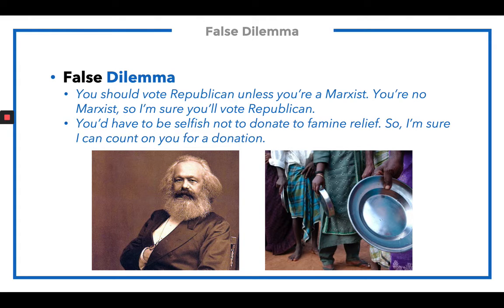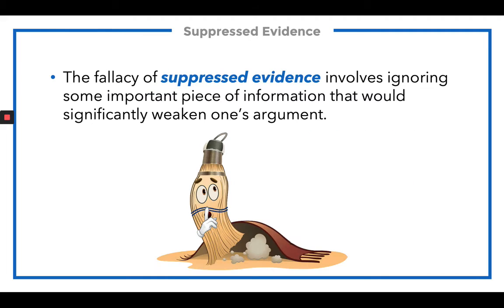Here's another one. "You'd have to be selfish not to donate to family relief, so I'm sure I can count on you for a donation." Here it's saying either you're going to donate to family relief or you're selfish. And it's possible that there's some intermediate there, that maybe you are poor, you don't have much money, so even though you're not going to donate to family relief, doesn't mean you're selfish.